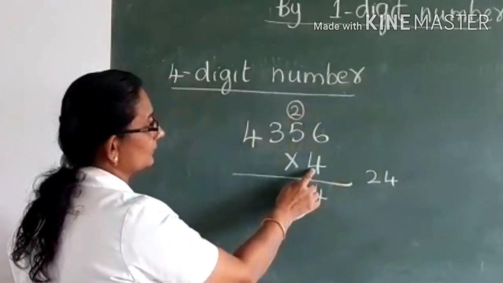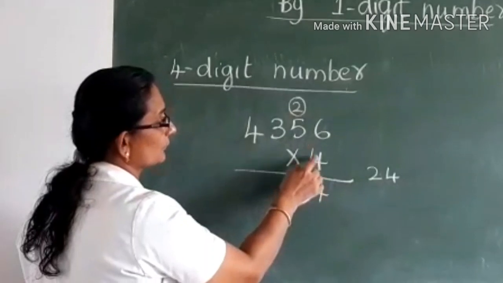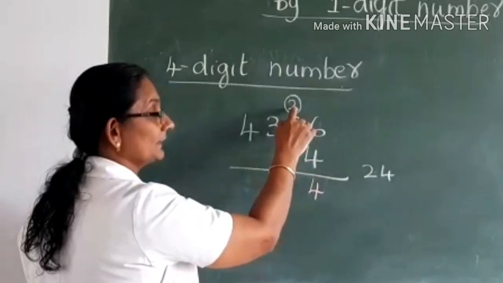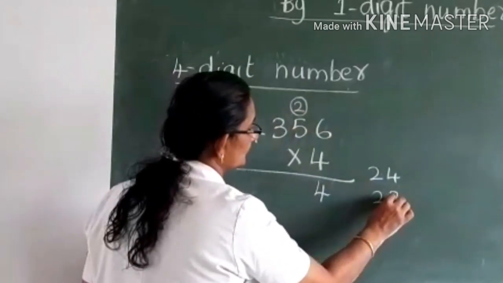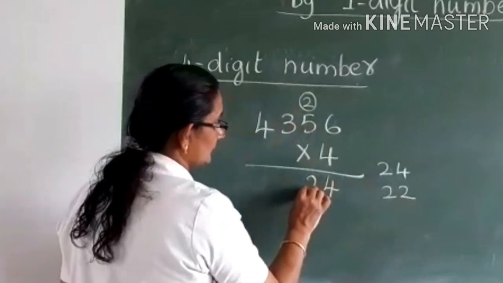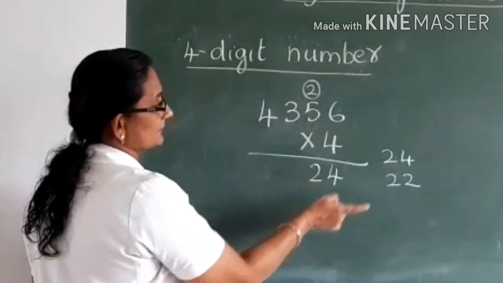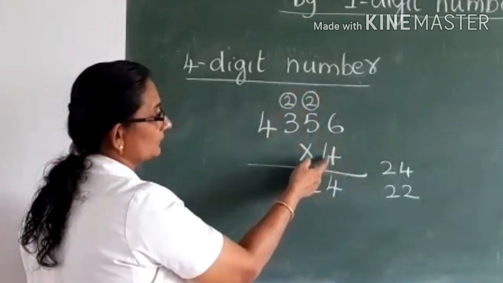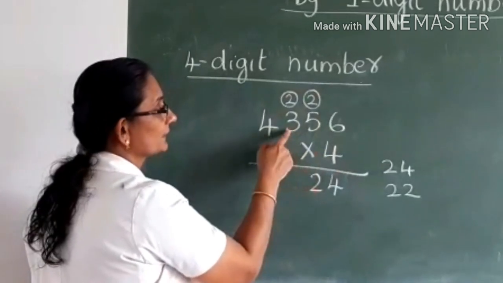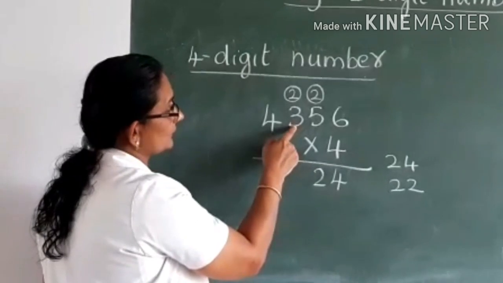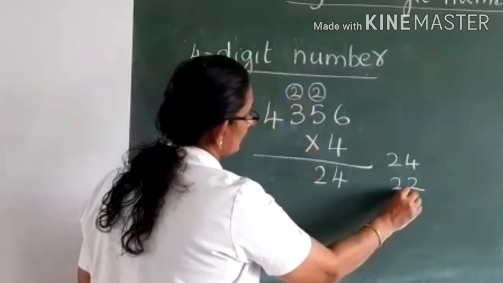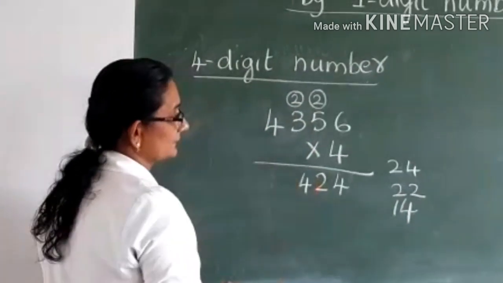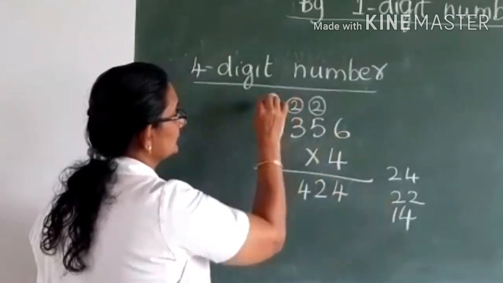Next multiply 4 with the digit in the tens place. What is 4 into 5? Yes, 4 into 5 is equal to 20. 20 plus 2 will give you 22. So write 2 in the tens place and the other 2 is carried to the hundreds place. Now multiply 4 with the digit in the hundreds place. 4 into 3 is equal to 12. So 12 plus 2 will give you 14. So 4 is written in the hundreds place and then 1 is carried to the thousands place.